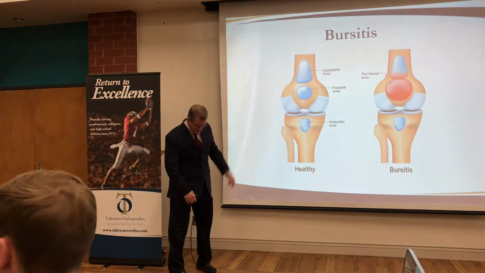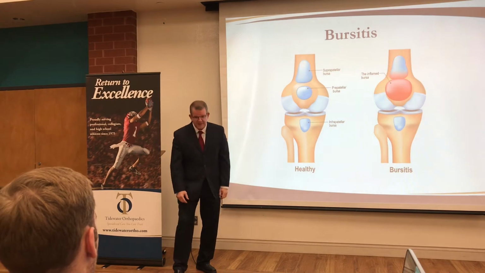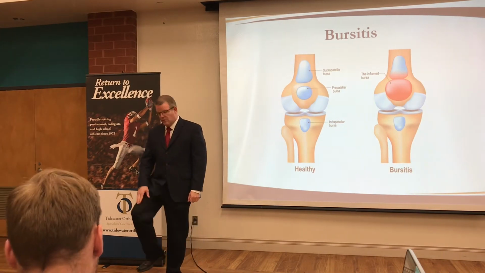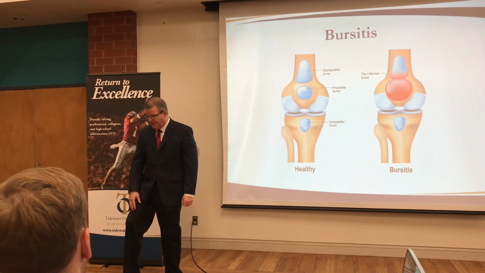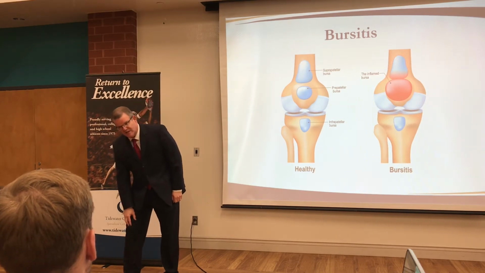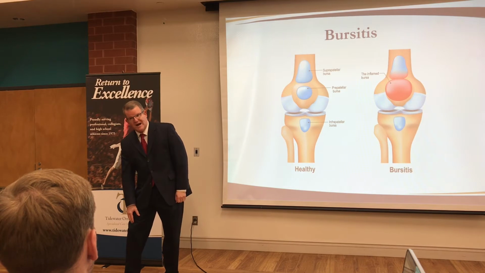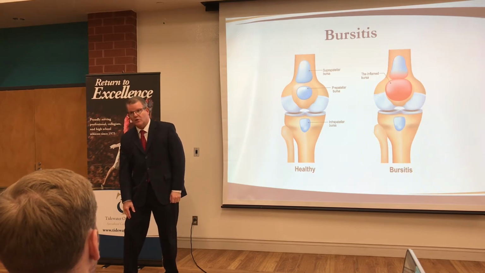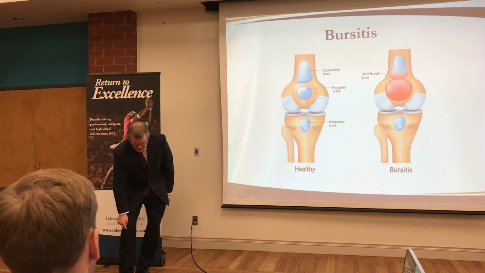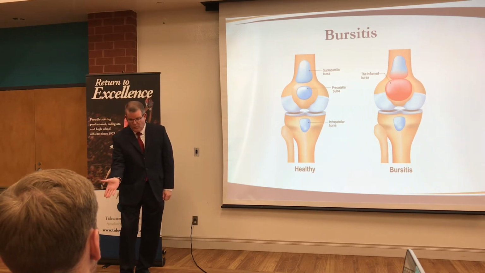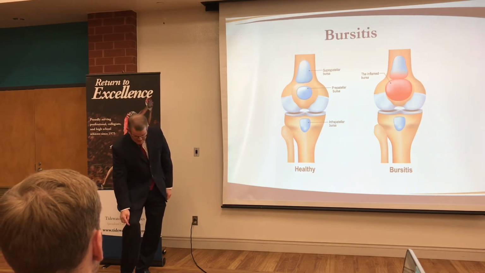Suprapatellar bursitis is usually right above the kneecap. Our quad muscle is the muscle that attaches to the top bone here, our kneecap. Sometimes you can get bursitis there, and it's basically trying to protect our body from tearing our quad muscle off the bone. So that can become inflamed. Prepatellar bursitis is the most common, pre meaning before, and again, patella meaning kneecap.